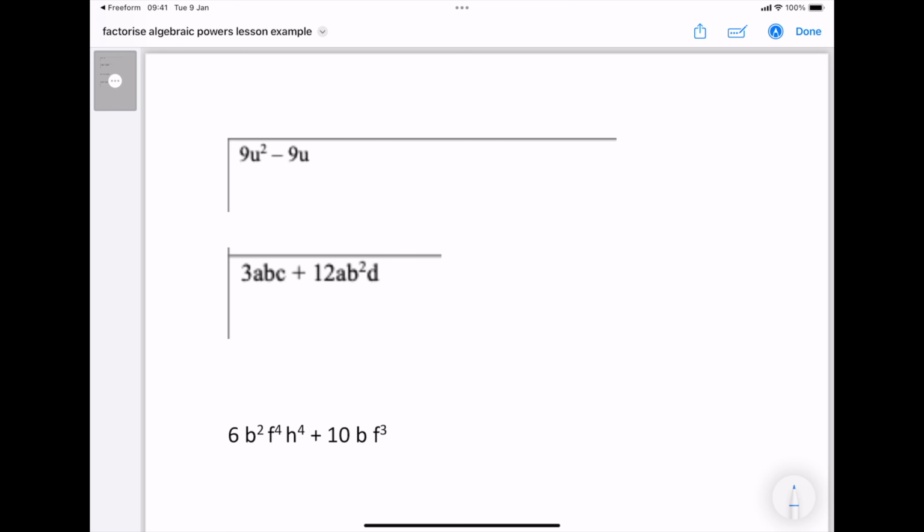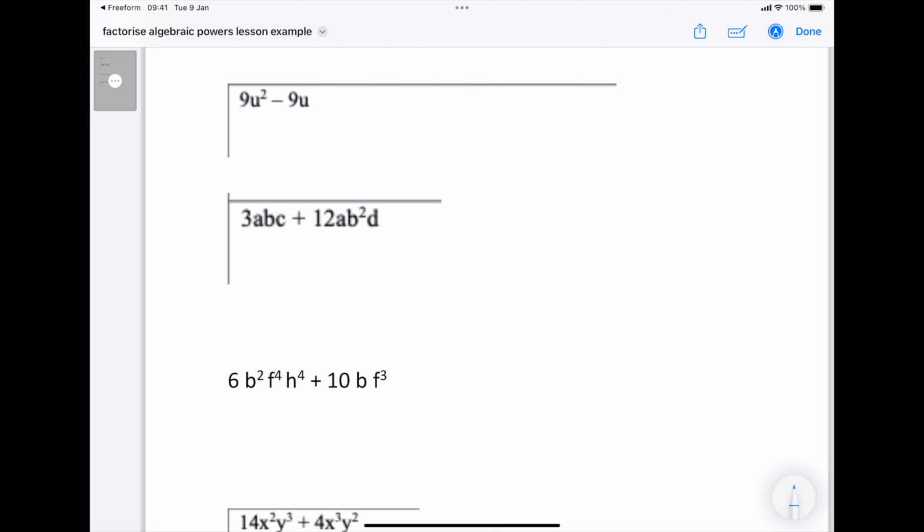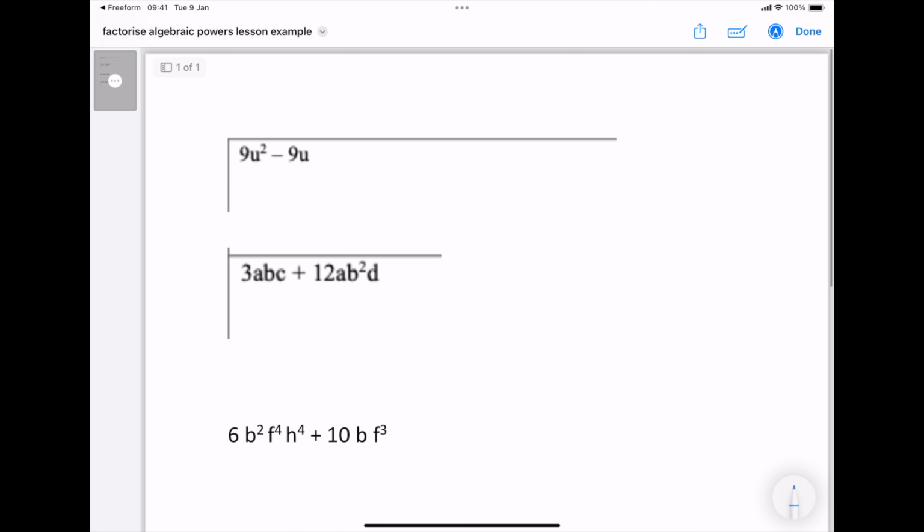I've got 4 examples here today. What I'm going to do is just 2 of them, and then the other 2 you can try yourself. And you can check your answers using the answer scheme I've attached below this video. So let's take a look at the first one, which is a pretty straightforward one.